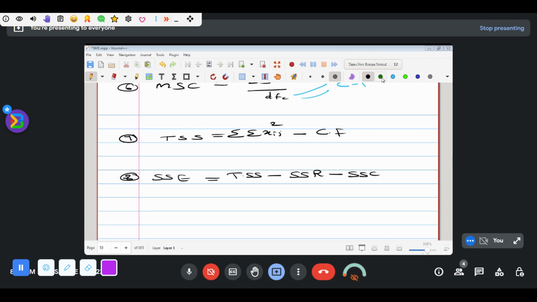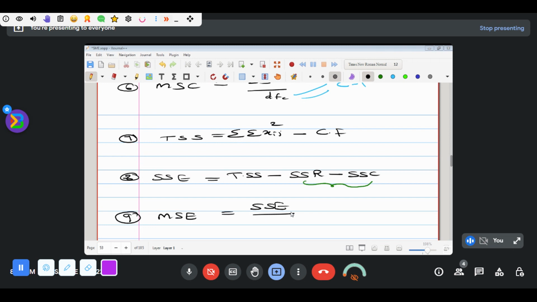But in one-way calculation there is only one part, TSS minus SSC only. Here in two-way, therefore, there is an additional term, SSR minus SSC. Okay, this is the SSE formula. And the ninth and last formula, MSE equal to SSE divided by, so this is a very important formula, SSE divided by the number of degrees of freedom.